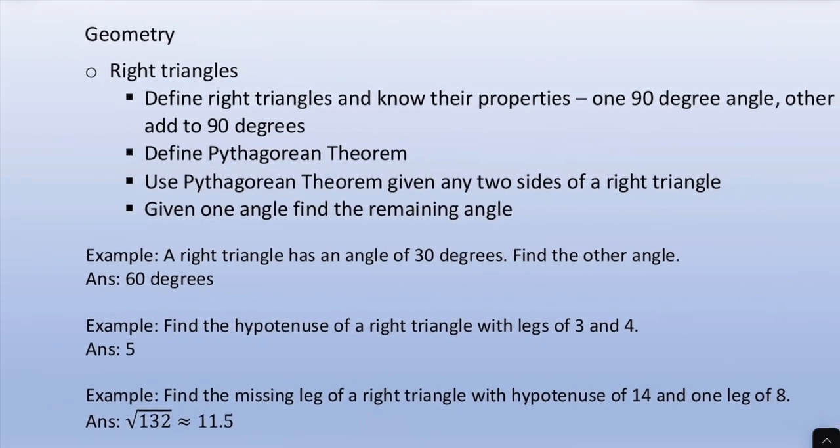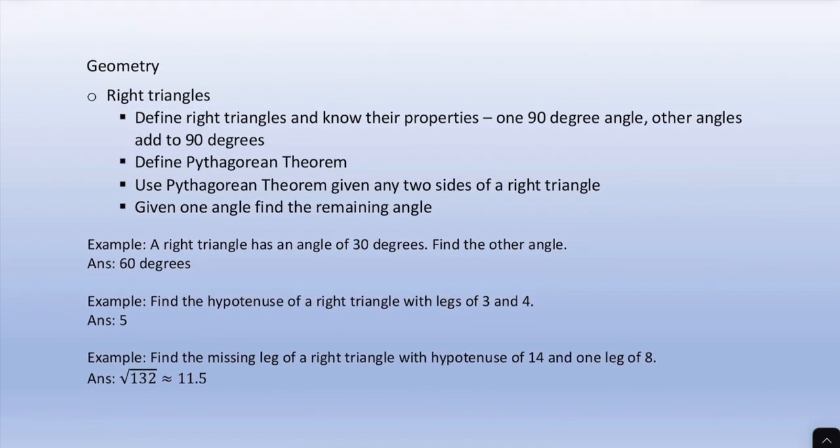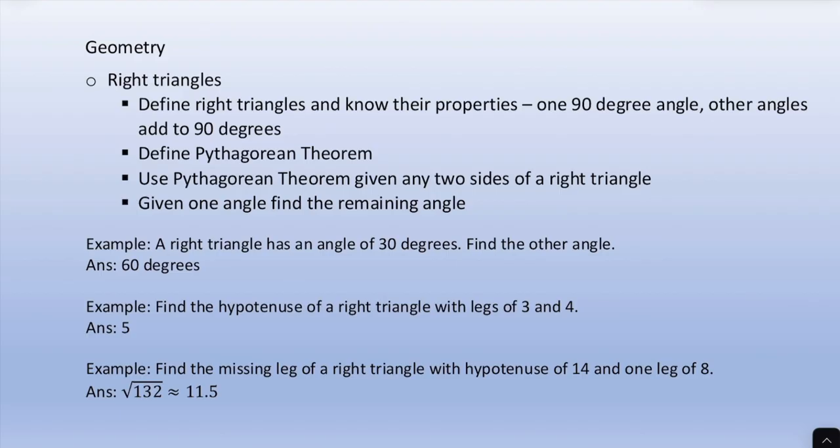So remember, a right angle is defined as 90 degrees. It makes that perfect L. You do need to know the Pythagorean theorem, which is the sum of the squares of the legs of a right triangle will always equal the hypotenuse squared. If the legs are A and B, then the hypotenuse would always be the larger value C. Okay.